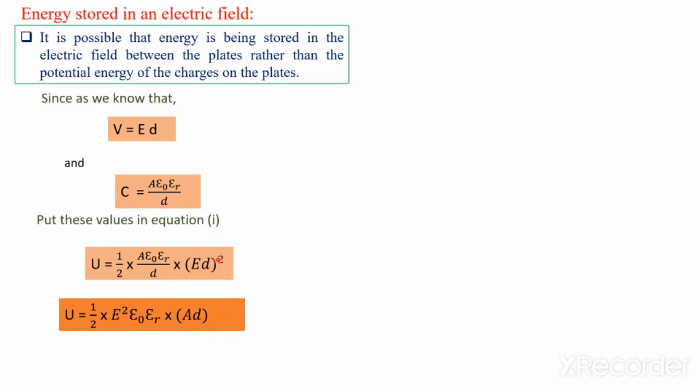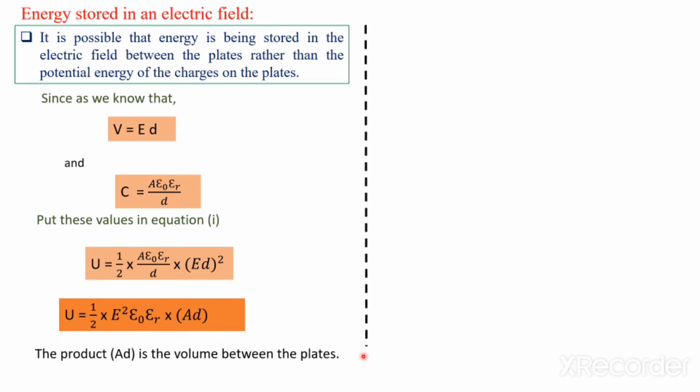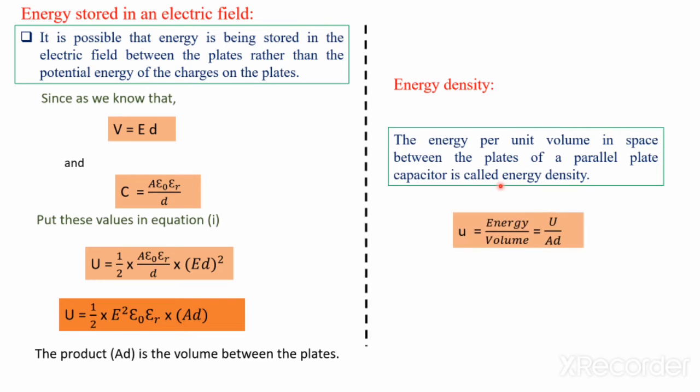D in the numerator is cancelled by D in the denominator, and we get U equals half E square epsilon naught into epsilon R into A into D. The product A into D is the volume between the plates. Here capital U represents energy stored in a capacitor, and U equals half E square epsilon naught into epsilon R into AD. Energy density can be represented by small u.